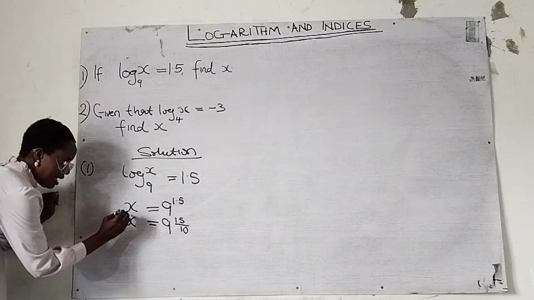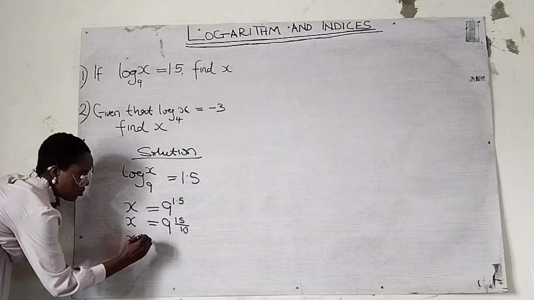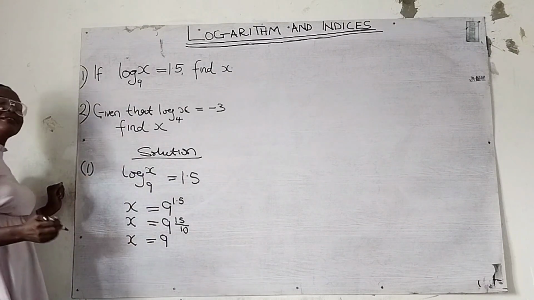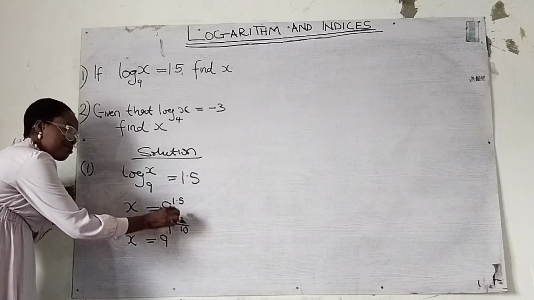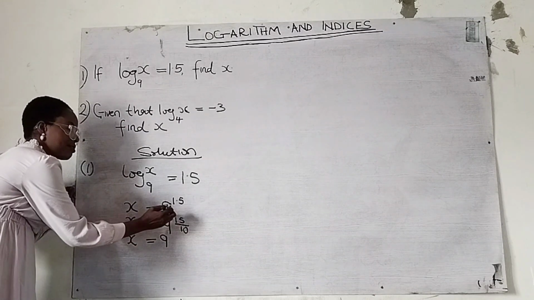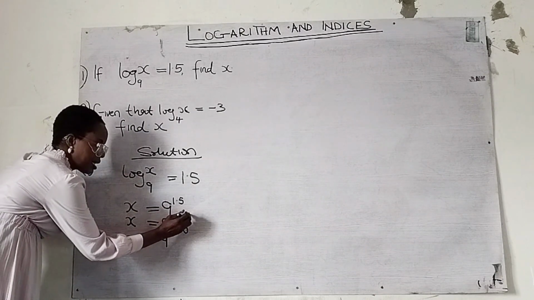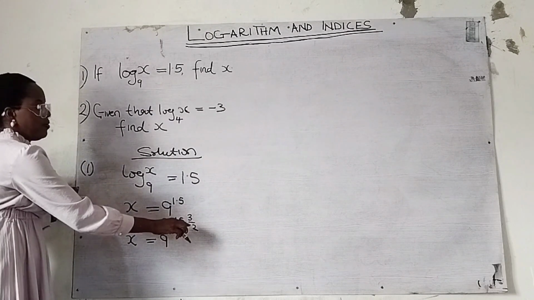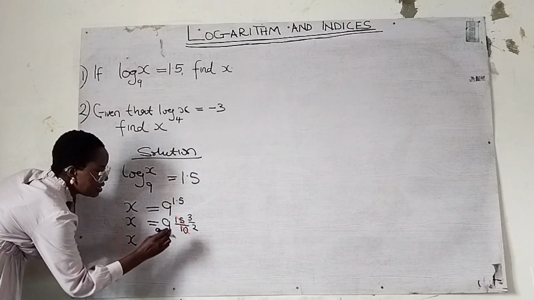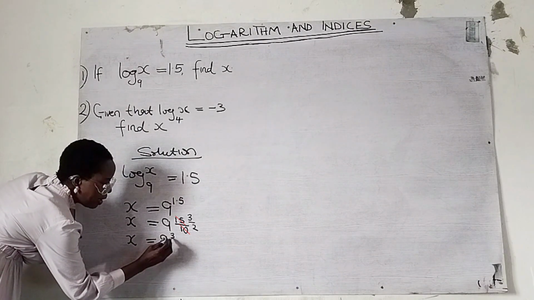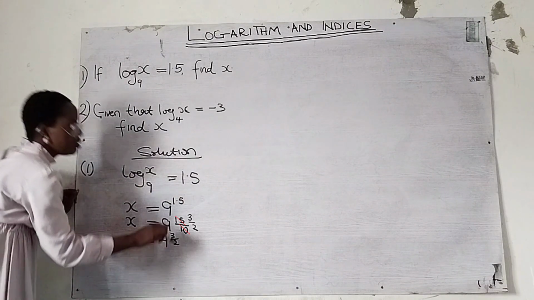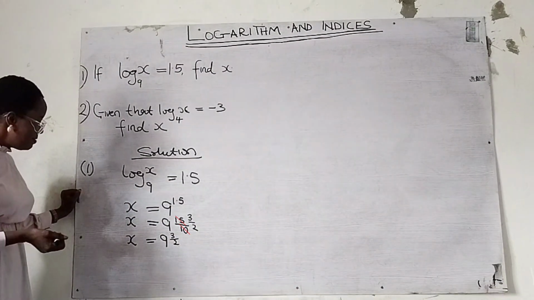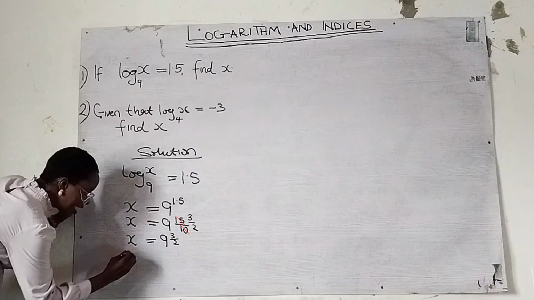We continue. I carry down the x again, put equals to 9. Then I reduce this number by 5. 5 into 15 gives me 3. 5 into 10 gives me 2. So I have 3 over 2. So I write it here: 9 raised to power 3 over 2, no more 9 raised to power 15 over 10. We are progressing. Okay? I carry the x down again.